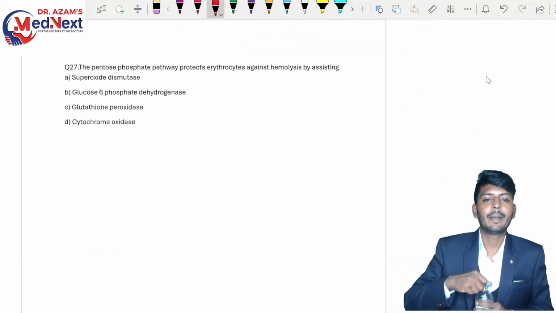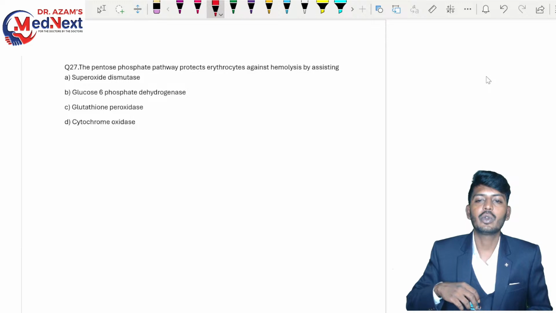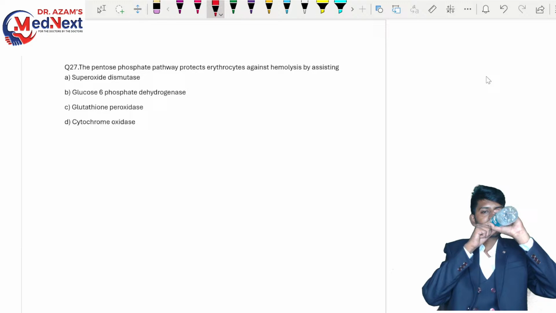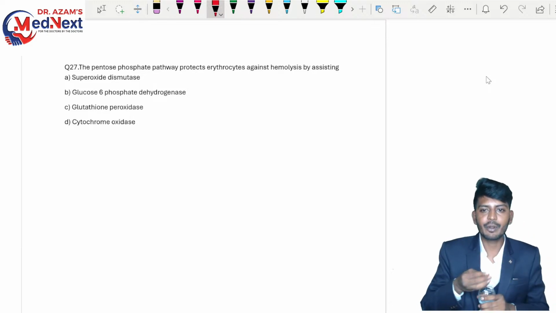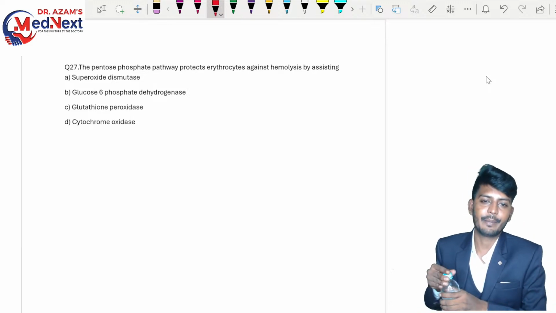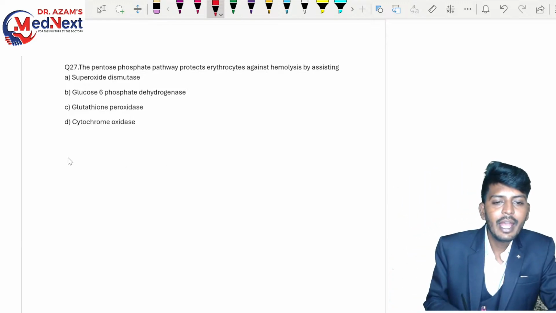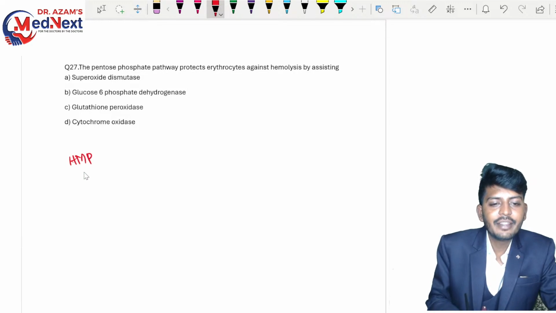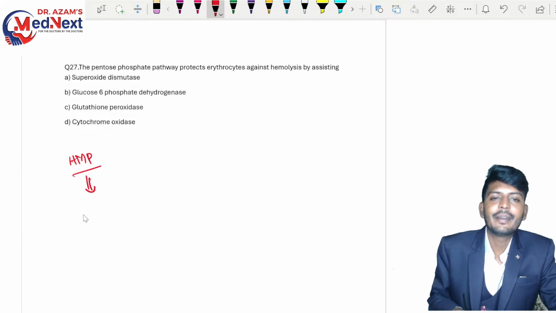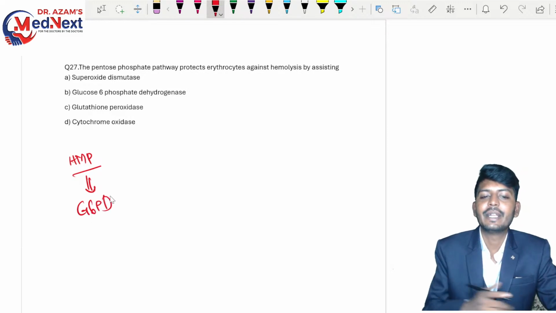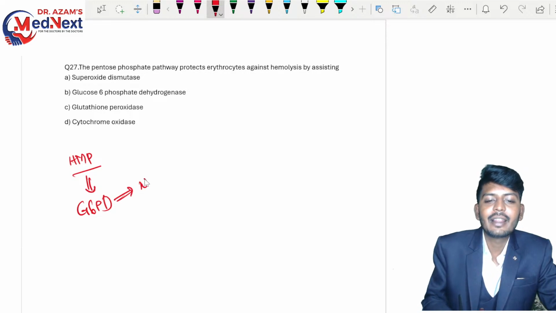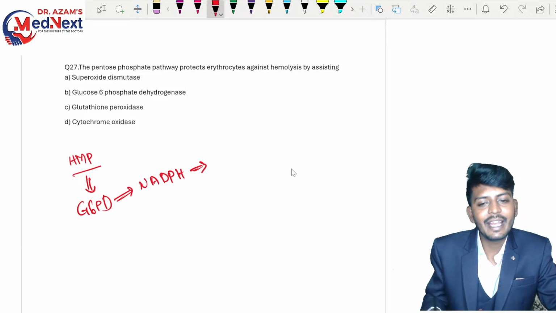All right, so the pentose phosphate pathway protects the erythrocyte against hemolysis by getting the assistance from, okay, it's a simple thing, the HMP pathway. HMP pathway has one enzyme, G6PD. What is that? G6PD. What does the G6PD reaction give you? NADPH. NADPH, what will it do?